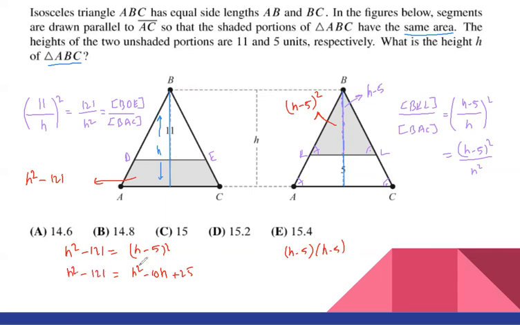So we are almost there. This and this will cancel, so there is no quadratic. We can add 10h to both sides, and add 121 to both sides. So 25 plus 121 is 146. And it's really nice to divide by 10. So that will be our answer, because the question was asking for h, the height of the ABC.